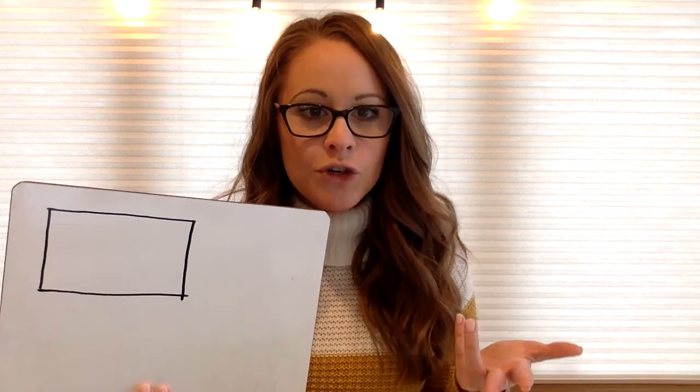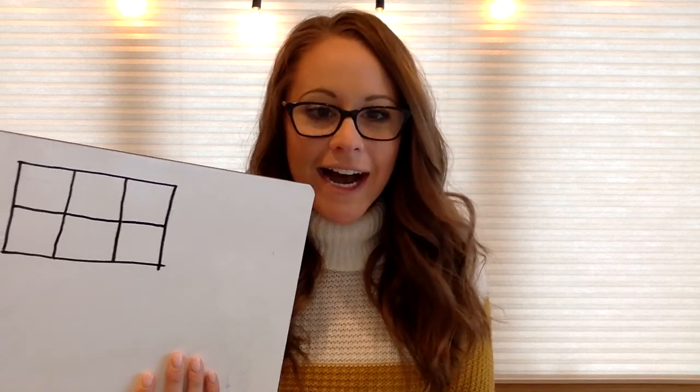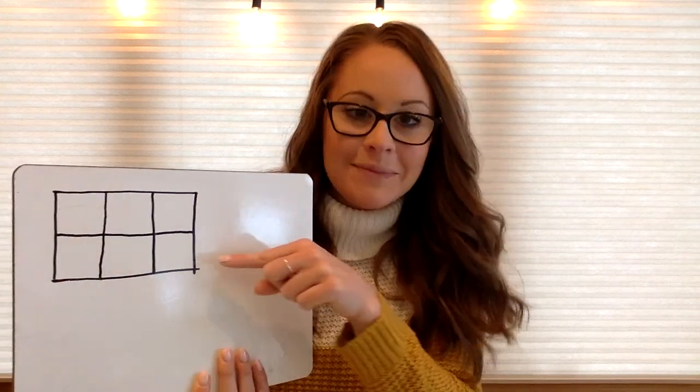Okay, so my rectangle looks like this, and they said that it needs to have 2 rows. So I'm going to make one line down the middle to split that into 2 rows. Why don't you try that? And then it said that there's supposed to be 3 tiles in each row. So I'm going to split it into 3 columns. Mine looks like this. A repeated addition sentence we could say for this would be 3 plus 3. 3 plus 3 equals what? 6 is correct. So on that line, you're going to write 3 plus 3 equals 6.